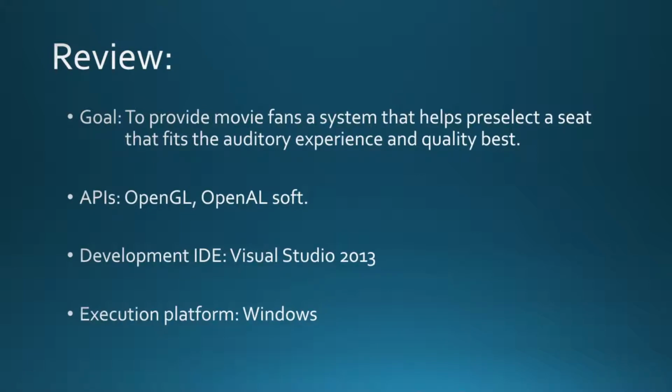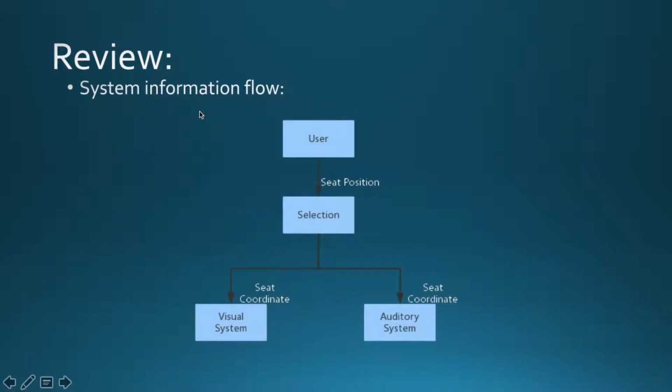Our goal is to develop a system that helps movie fans pre-select a seat which offers them the best auditory and visual experience. To achieve this goal, we use OpenGL and OpenAL Soft APIs to develop the visual and auditory system on Visual Studio. This is our system information flow diagram.